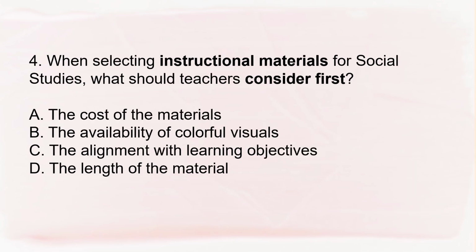Number 4, when selecting instructional materials for social studies, what should teachers consider first? Letter A, the cost of the materials. Letter B, the availability of colorful visuals. Letter C, the alignment of learning with learning objectives. Or letter D, the length of the material.